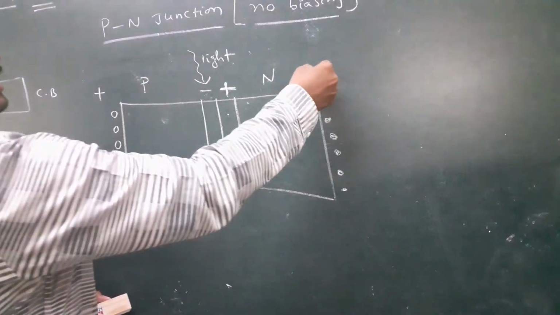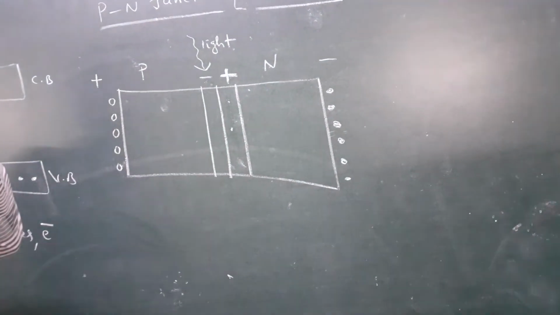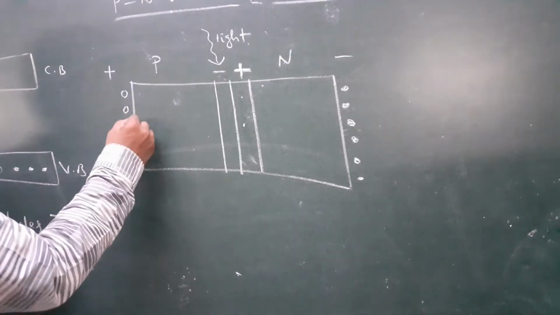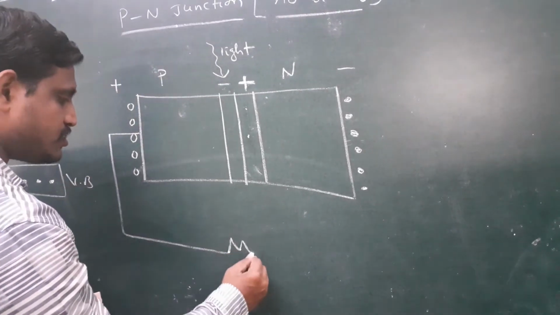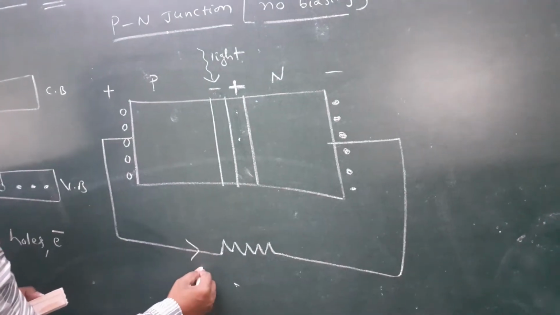Positive charge. Electron is what charge? Negative charge. Which difference is created? Potential difference is created. That means when a closed wire is connected, automatically which will flow? Current will flow.